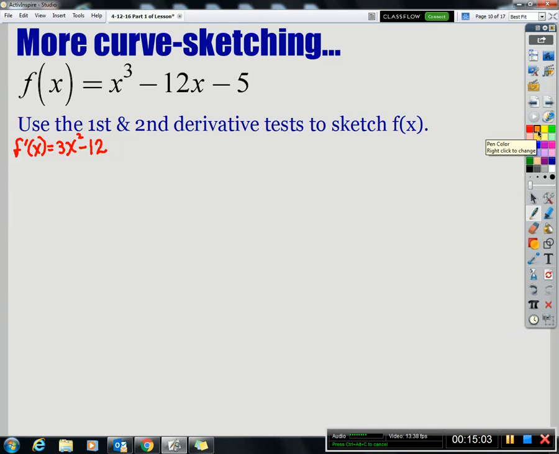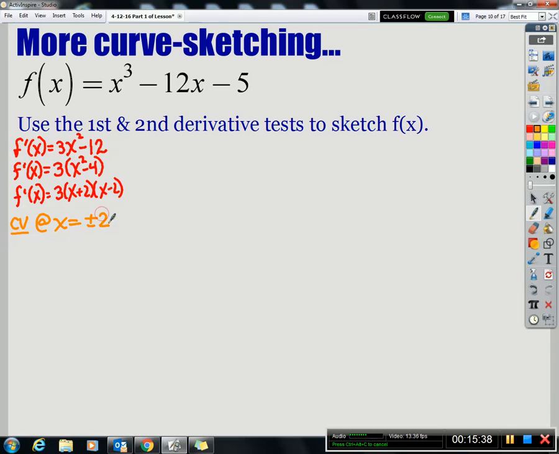So that means, will f prime of x ever fail to exist? No. But f prime of x will equal 0. And I've said this before: if you can factor f prime of x, go ahead and do it, because it's going to make so much of your work faster to have that done and out of the way. So my critical values are only going to be at x equals 2 and negative 2. So those are the only candidates I've got for being maxes and mins.